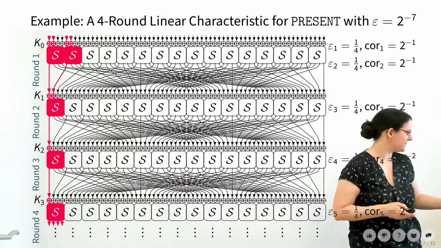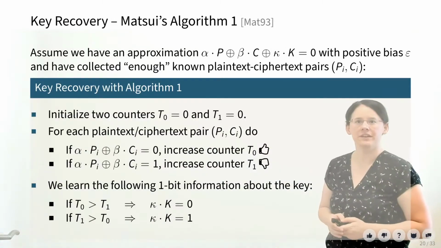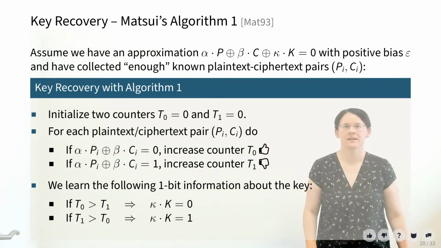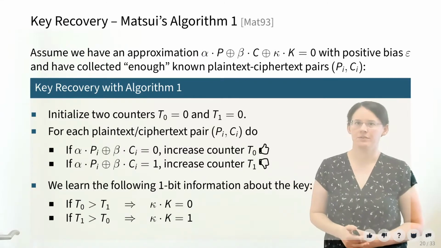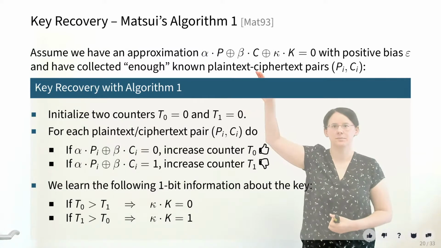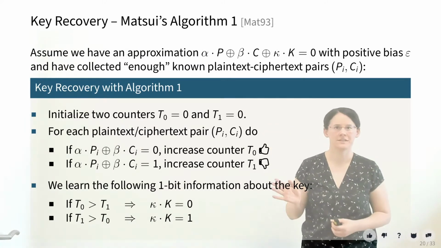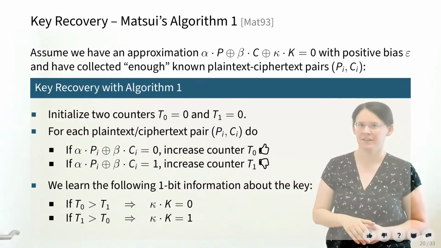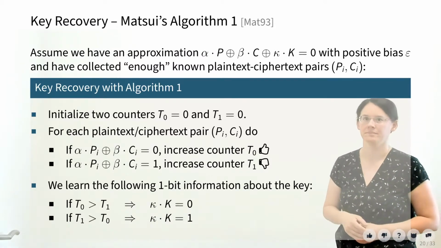So let's jump back to where we were. That was somewhere here, I think. Yes, I was just starting to talk about Matsui's algorithm. So how does that one work? It assumes we have an approximation like I've discussed so far, so some masks for the input, ciphertext and key. And for the sake of the example here, let's assume it has a positive bias, but it will also be okay if it had a negative bias, as long as the bias is not 0.